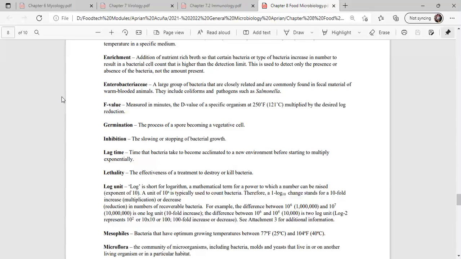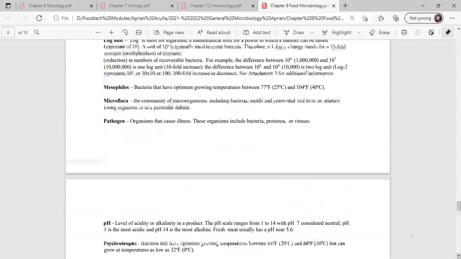Then you have your lag time. It is the time that bacteria take to become acclimated sa bag-o nga environment, maka-adjust, before starting to multiply exponentially. Then you have your lethality. From the word itself, it is the effectiveness of your treatment to destroy or kill your bacteria. Your log unit, it is short for logarithmic. Sa aton nga math, it is the power or exponential multiplication. Pero sa aton pag-apply sa microbiology, it is the exponential multiplication of your bacteria.